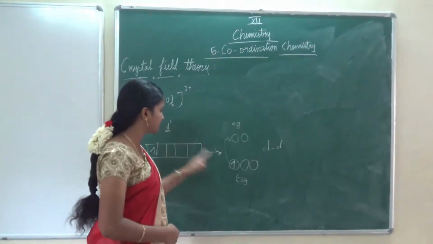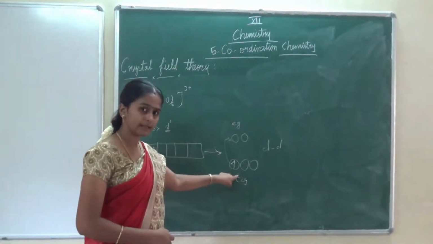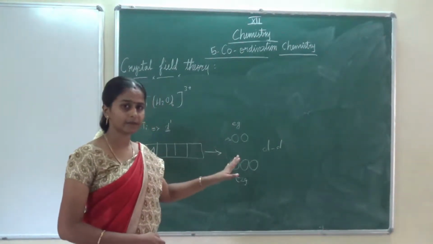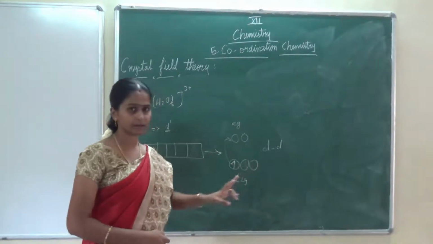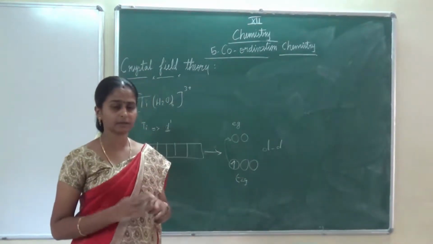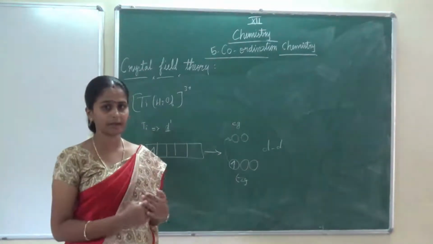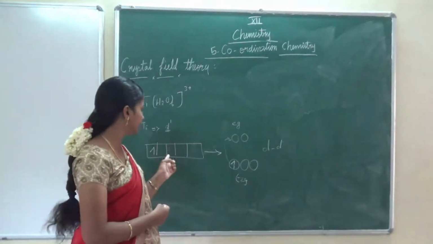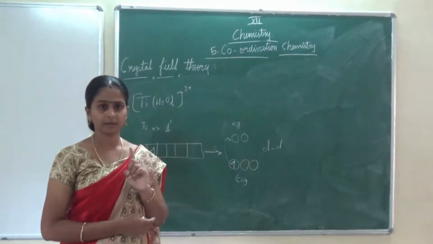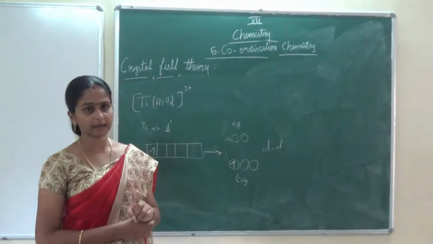In case of d0 or d10, there are no such possibilities. In d0 there is no electron. In d10, all the orbitals are filled with electrons. So there is no possibility of moving from one place to another place. So d10 and d0 will show colorless. They are colorless compounds.